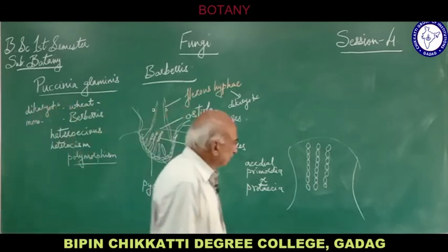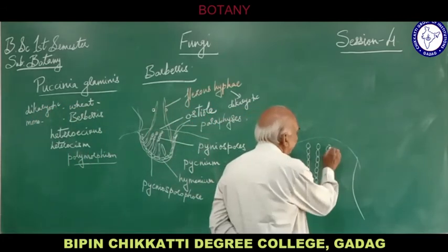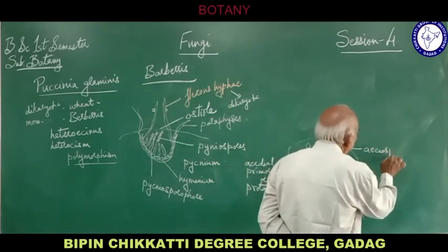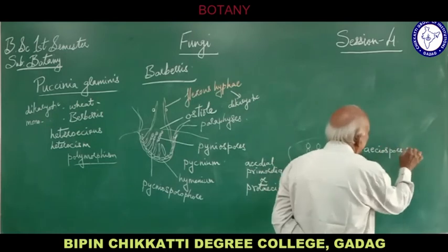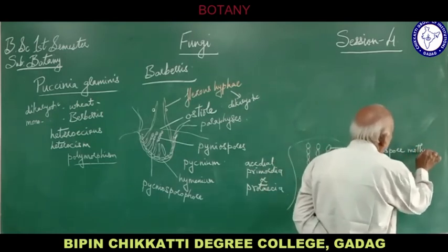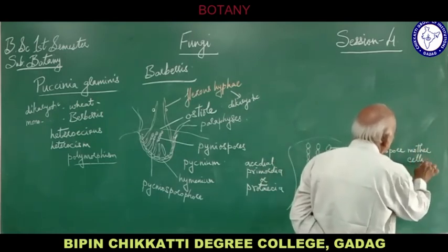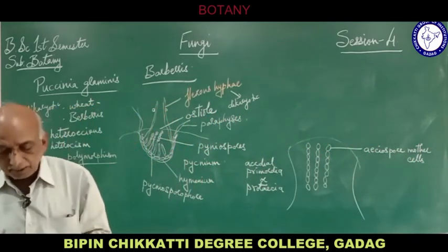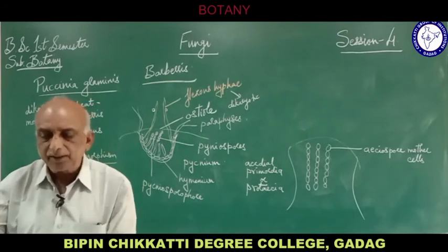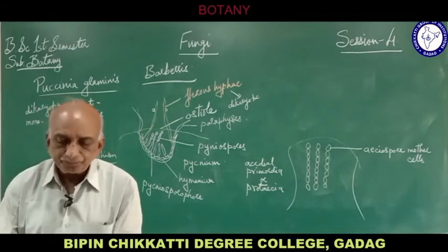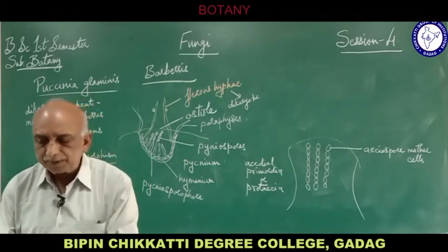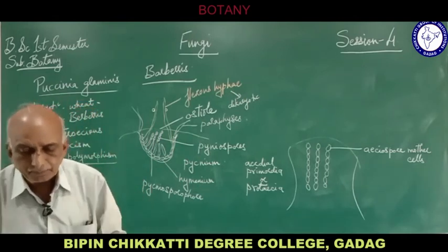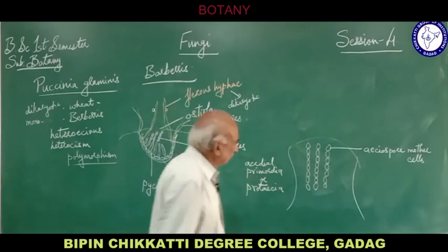It consists of aeciospore mother cells. So these are aeciospore mother cells. These aeciospore mother cells give rise to the aeciospores. How they give rise to the aeciospores, we shall see. So the aeciospores are developed from these aeciospore mother cells.